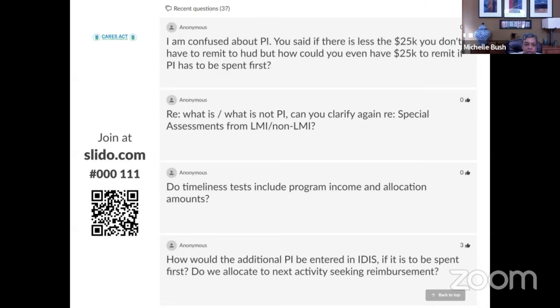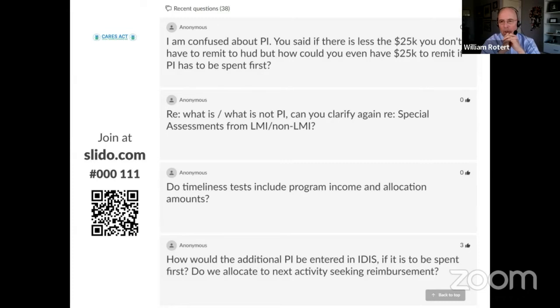Okay. What is not program income? Can you clarify again regarding special assessments from LMI, non-LMI? I think I can cover that. The regular CDBG program regulations have a provision in them that address this question of special assessments. Many cities have what are known as special assessments to recover the costs of public works and public improvements. A good example would be you've got a neighborhood where you're going to put sidewalks in. And under their non-federally funded, non-CDBG program, they would assess all of the residents along those sidewalks a fee for putting in those sidewalks.